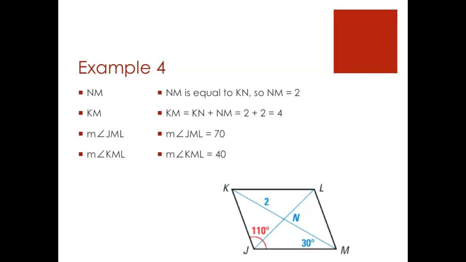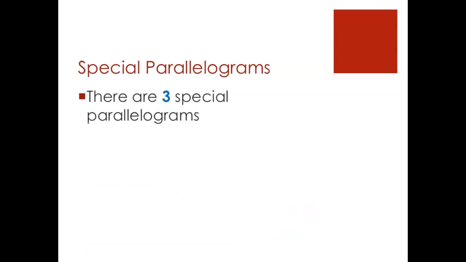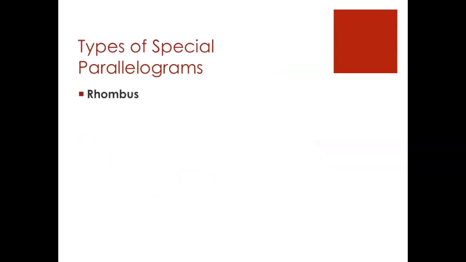Now there are some special parallelograms, and for all of these, the rules about parallelograms still apply, but they have some additional characteristics. So the first is a rhombus. A rhombus, actually, all the sides are congruent to each other. So everything about a parallelogram is still true about a rhombus, but it's a more specific type of parallelogram because all the sides are equal to each other.